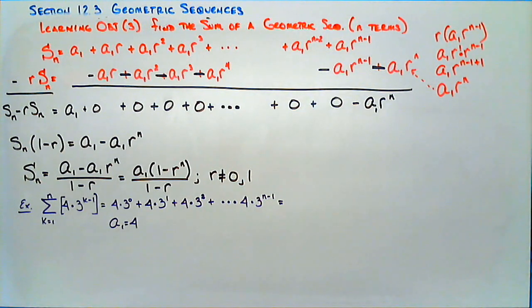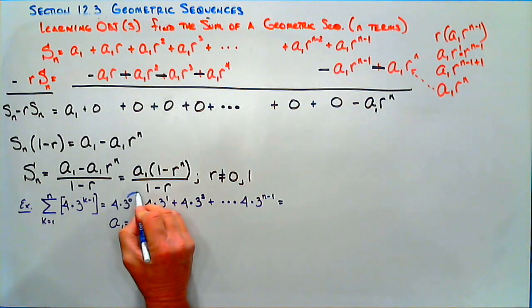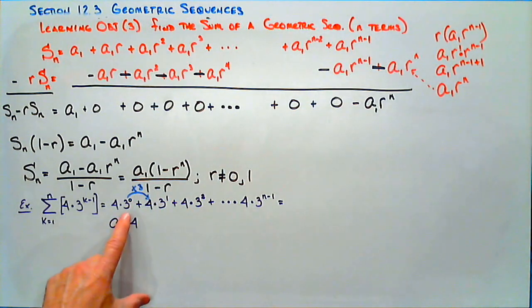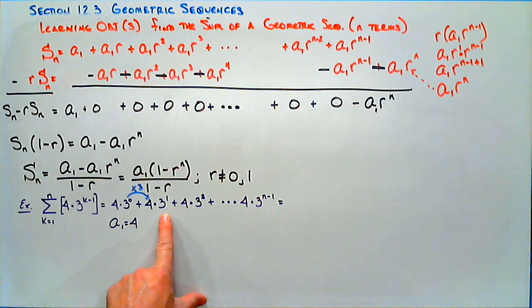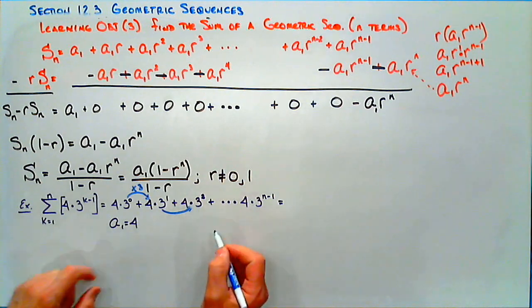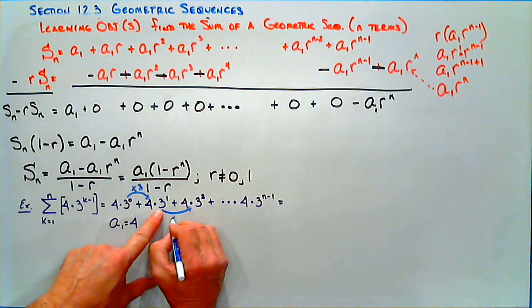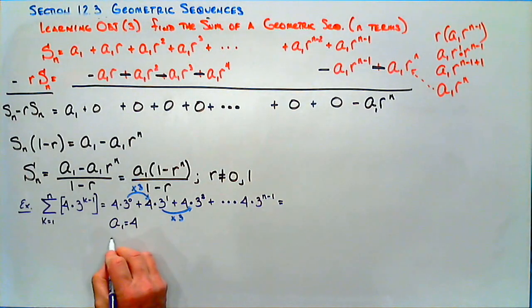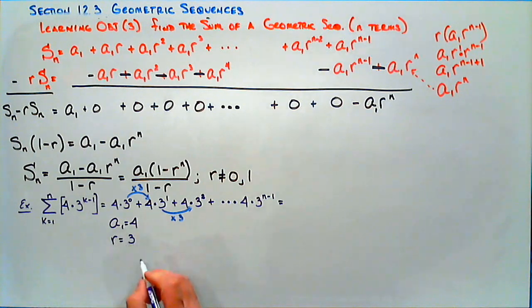Then we have to find our common ratio, don't we? What did we multiply by, from this term to this term? We multiplied by 3, didn't we? We have 3 to the 0, we have 3 to the first. We multiplied by a 3. What did we do to go from this term to this term? We have 3 to the first, we have 3 to the second, we multiplied by 3. So our common ratio here is going to be 3.